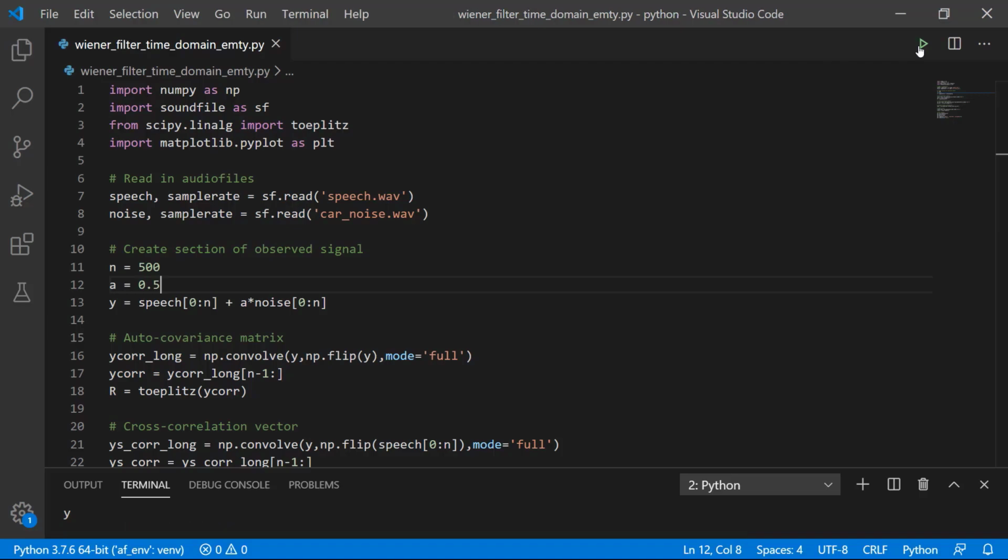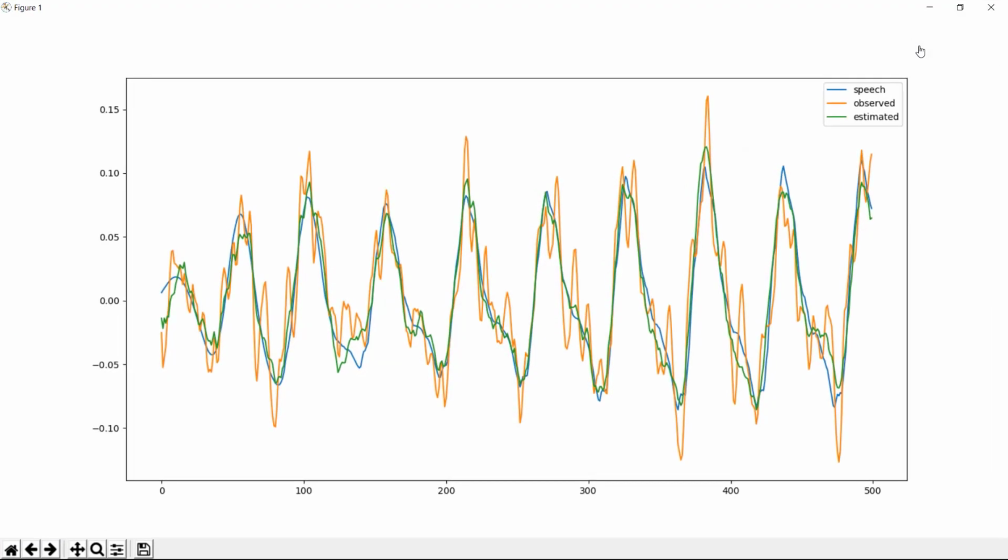The first thing you should notice is that the speech signal and the observed signal now differ quite a bit. The second thing you should notice is that the estimate of the speech signal is closer to the true speech signal than to the observed signal, especially in the second half of the displayed signal, where the filter is able to work with a significant number of past samples.